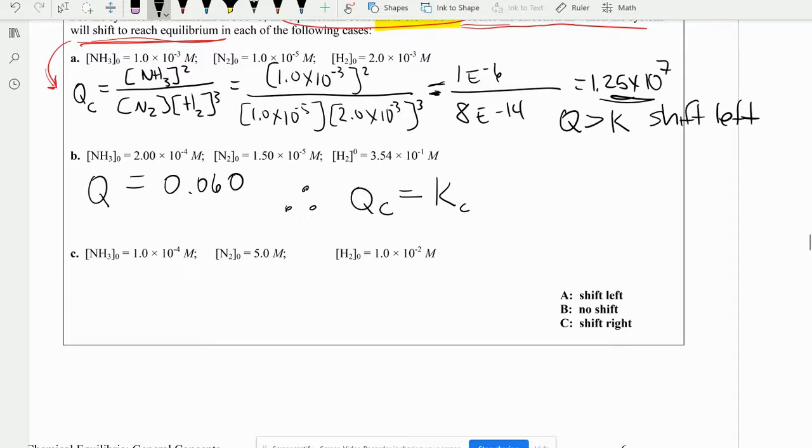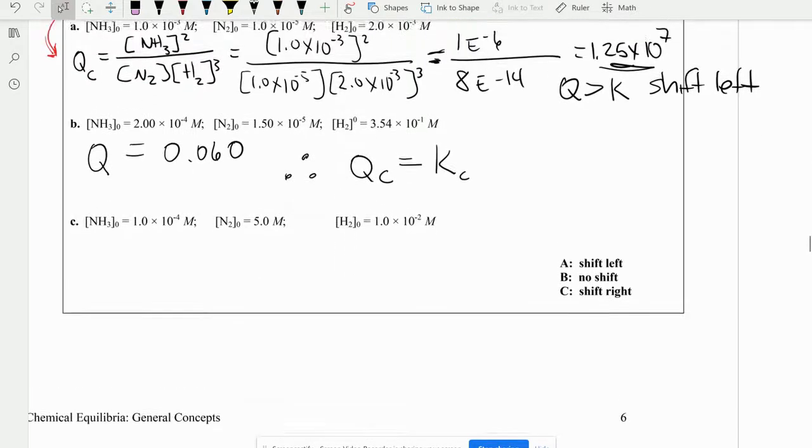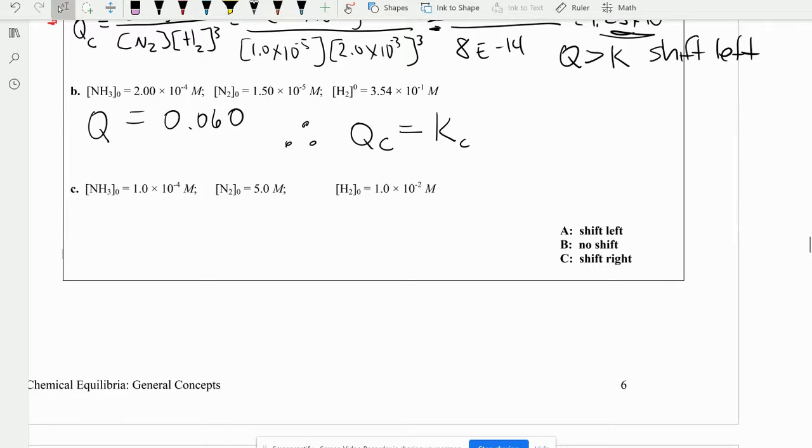All right. For B, did you get 0.060? Well, if you go back and compare that to the K value, that looks to be identical. So they are, in fact, equal to each other. So the concentrations given to us in B were, in fact, concentrations when the reaction was at equilibrium. Okay, let's go ahead and I'll just throw C down here.